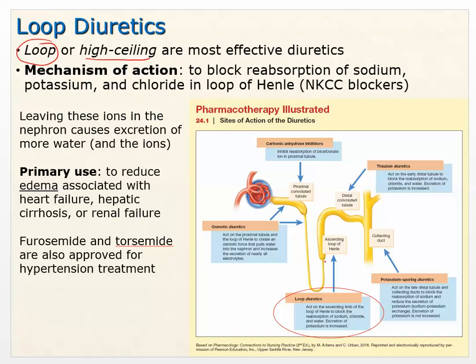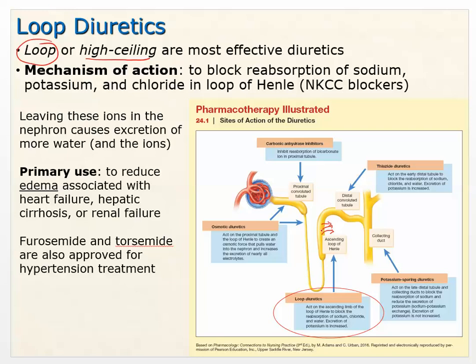So here we have our picture again, and in the ascending loop of Henle, there's this thing called the sodium potassium chloride cotransporter that pumps potassium, chloride, and sodium. Now pay attention to those. Sodium and potassium in particular. Chloride just kind of goes where sodium goes. But potassium and sodium are usually reabsorbed back into the body in the ascending loop of Henle. Loop diuretics stop that from happening.